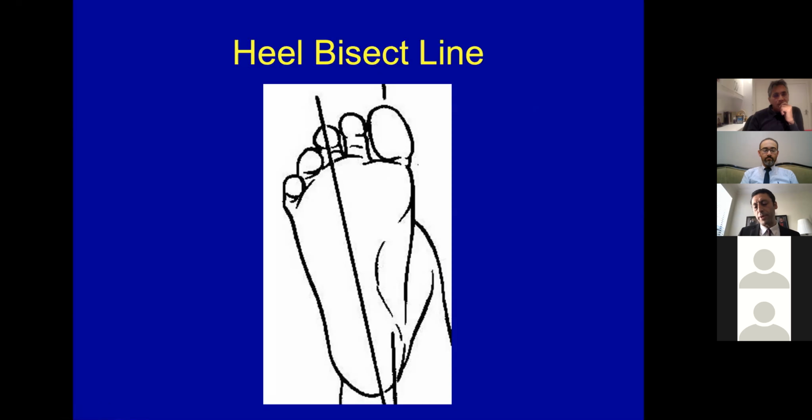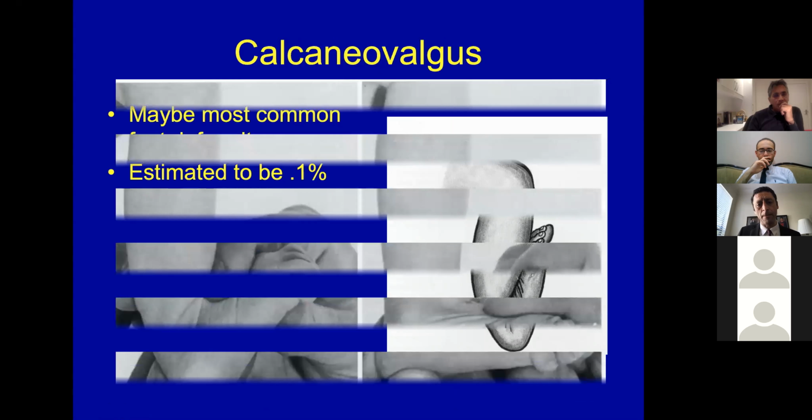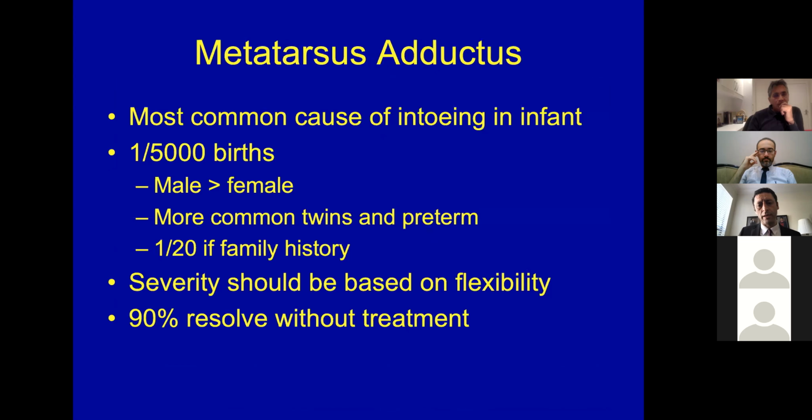And you look at the feet. By examination of the foot, you can have an idea about the metatarsus adductus as well. So this is the normal bisecting line of the foot. And the calcaneovalgus deformity can also cause some confusion of the rotational profile of the lower extremity. And this is the clinical exam.